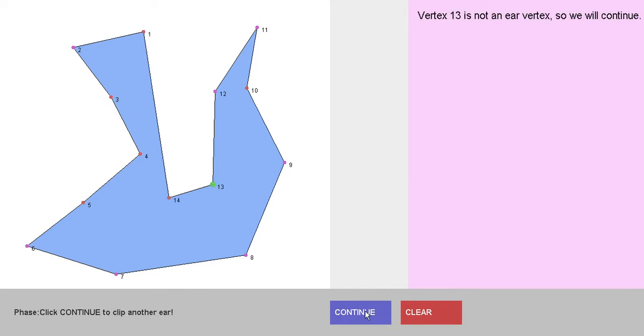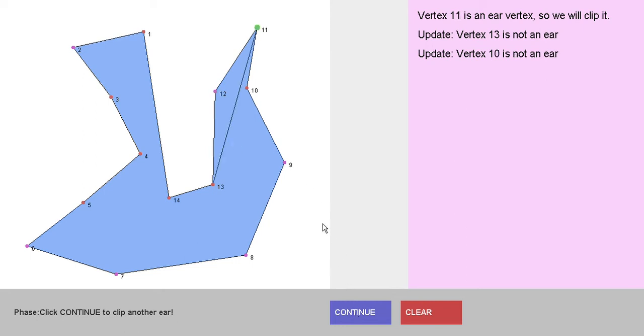We're going to start, so we're looking at 13. We notice 13 is not an ear vertex, so we're not going to be able to clip it. We go to 12. 12 is an ear vertex, so we are going to clip it. It's going to show in our next continue. It just likes to update everything before we actually draw the line as such.